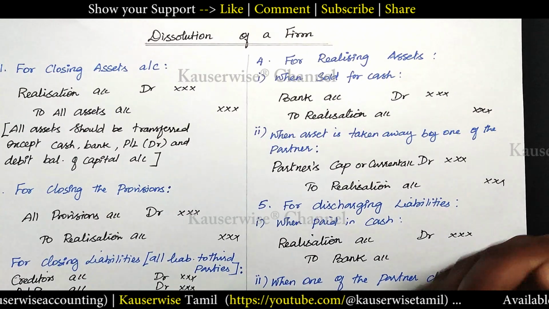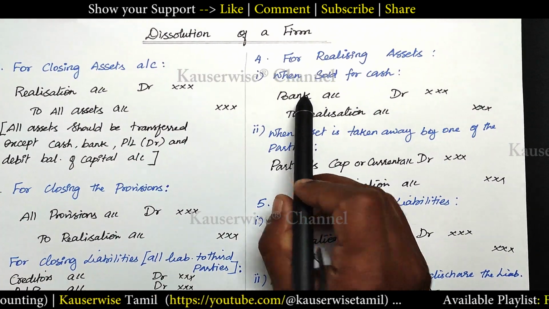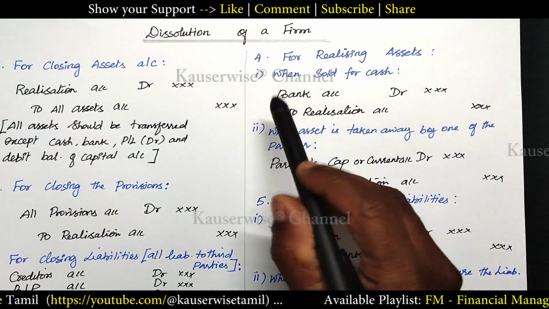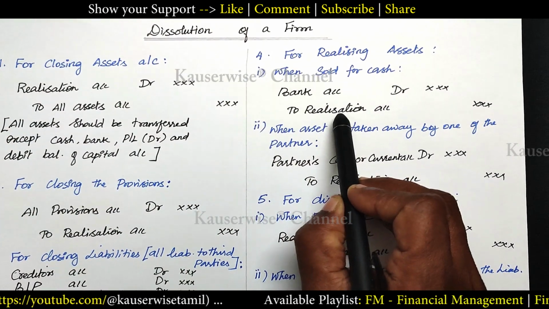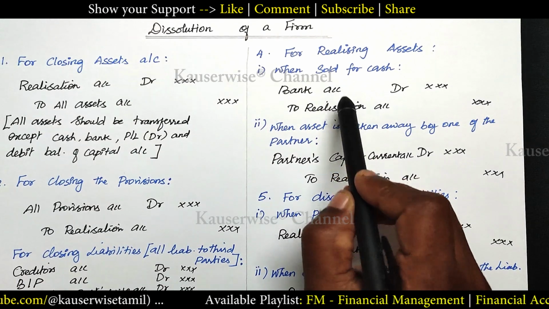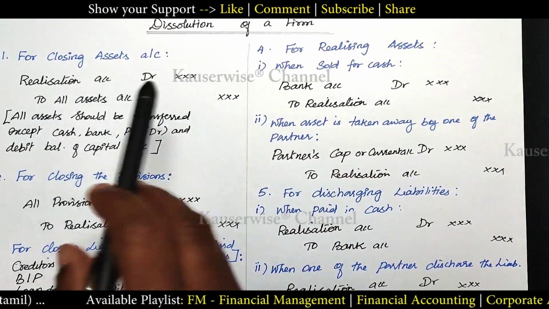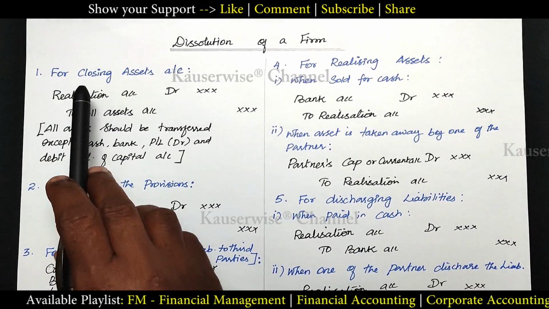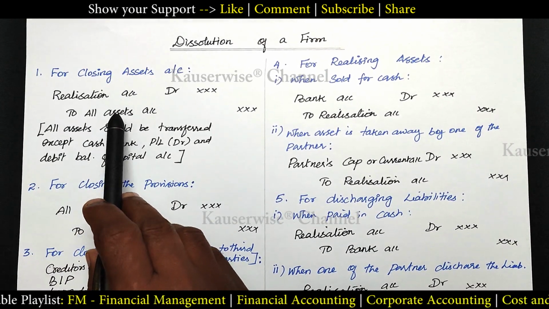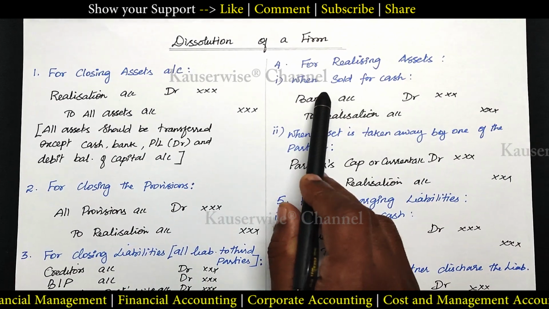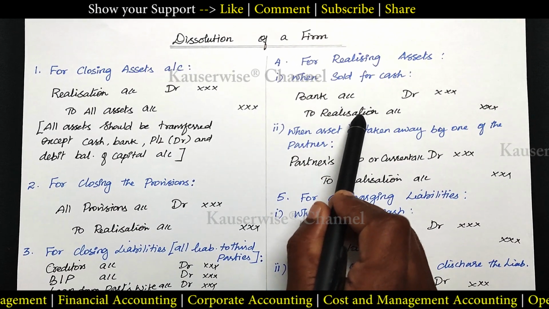Cash comes in, so debit the receiver. On behalf of the firm, the banker will receive the amount. So entry: bank account debit to realization account. So this is the entry for assets realized for cash. What is the entry for closing of assets? Realization to assets. Now these assets are realized for cash, so what is the entry? Bank account debit to realization account.